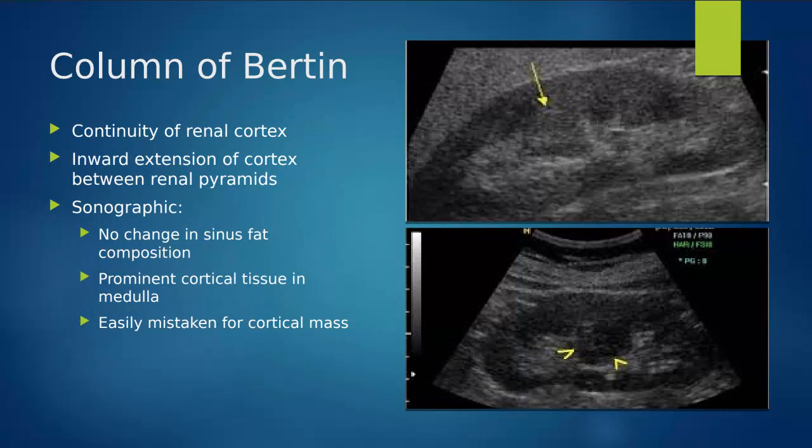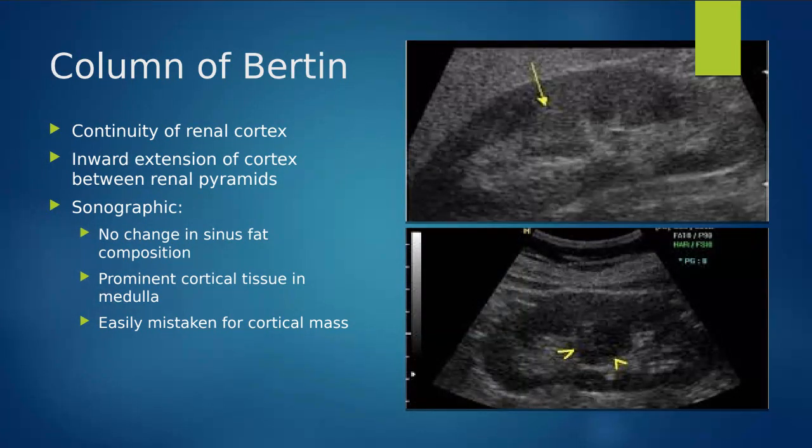So a column of Bertin, this is when we have that renal cortex that actually starts to extend inward into the pelvis. So it can kind of mimic some type of mass in the sinus or the pelvis of the kidney. But really all it is this little extra extension, this little pocket of cortical tissue that's extending inward.